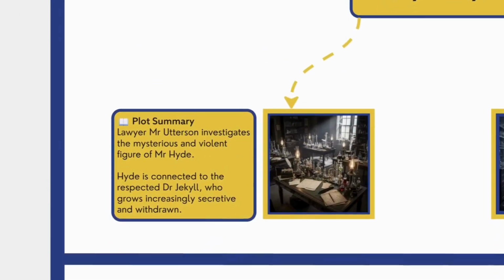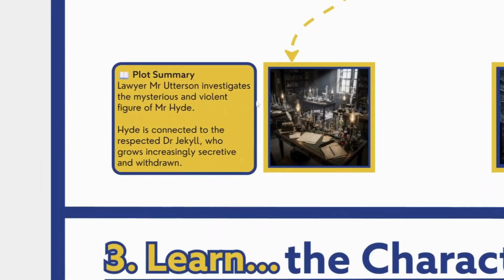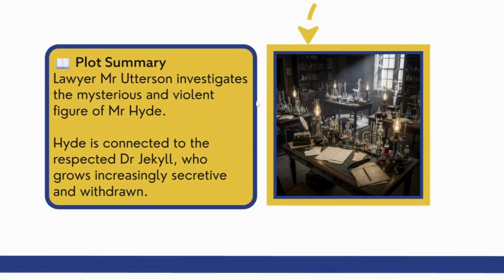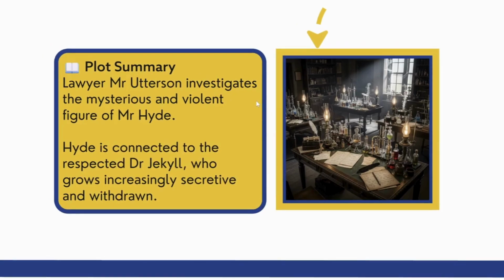Okay then, so in terms of plot summary, let's have a little look at what happens. First off, it revolves around a lawyer called Mr. Utterson, and he is investigating a mysterious and quite violent figure, Mr. Hyde. Now, Hyde is connected to the respected Dr. Jekyll. Indeed, they are the same character. They are two sides of the same coin.